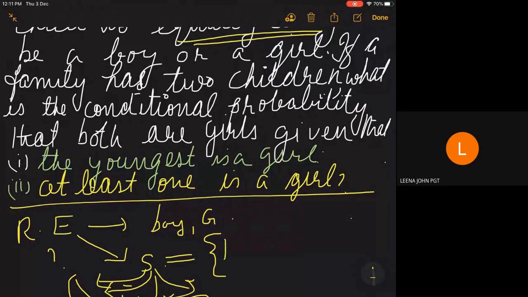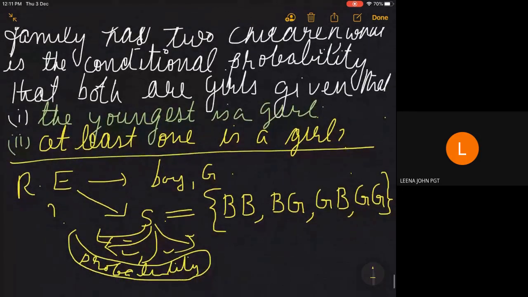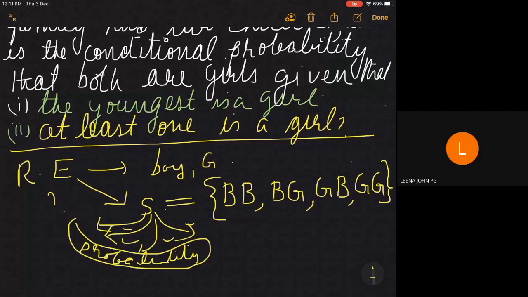How can the results come? The first can be boy, the second also can be boy. The first child can be boy, the second child can be girl. The first child can be girl, the second child can be boy. Then first is also girl, second is also girl. So these are the possible outcomes of this experiment. I have written the sample space as the set of all possible outcomes. That is the sample space. Now a subset of the sample space is our event.